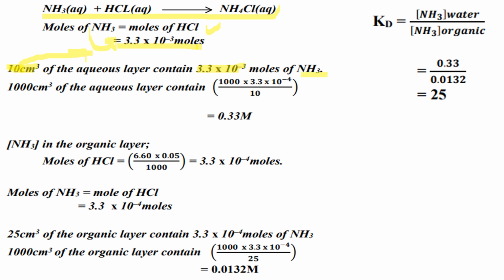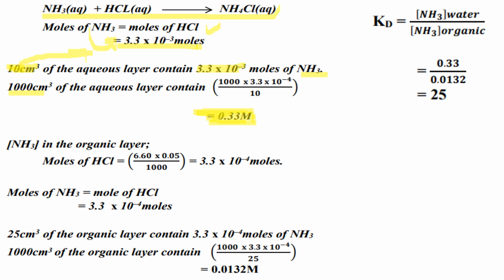Then, because we want molar concentration, we want to know the number of moles in 1,000 centimeters cubed. That's why we say that 1,000 centimeters cubed of the aqueous layer is going to contain 1,000 times 3.3 exponential negative 3 divided by 10. And if you use your calculator, you are going to end up with 0.33 moles per decimeter cubed, or molar. Now this is the molar concentration of ammonia in the aqueous layer.